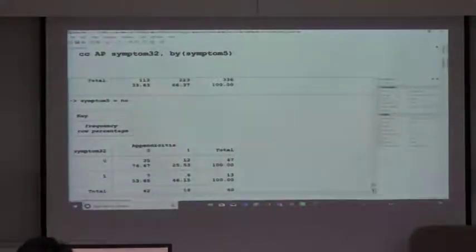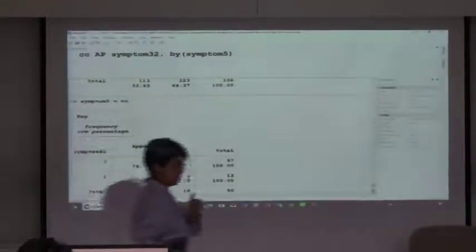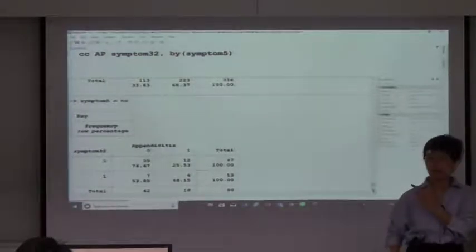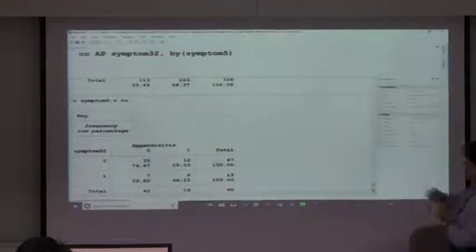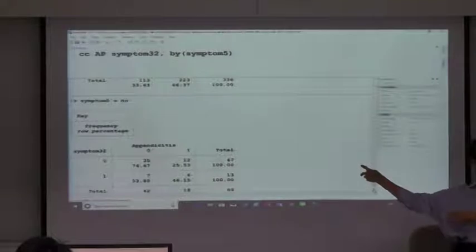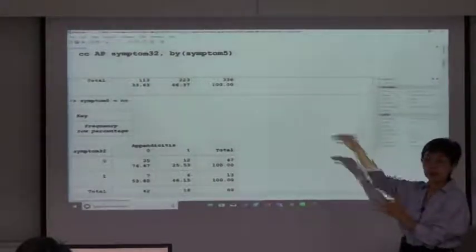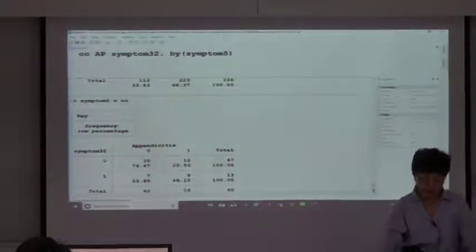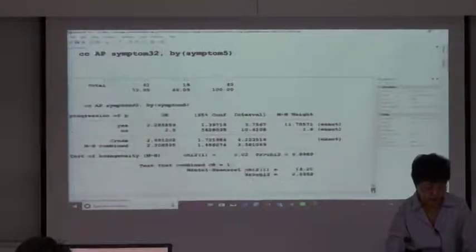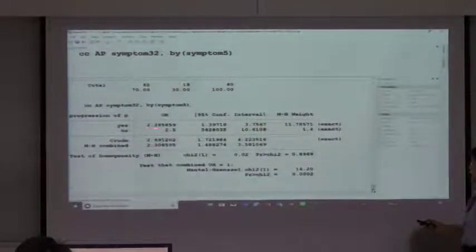So that shows you that progression of pain might not be a confounder but should be an interaction or effect modifier, because the difference between progression of pain and not having progression of pain is quite similar. And that corresponds to what you estimate for the odds ratio here. The odds ratio is about 2.3, and this is about 2.5. Not much different, right?